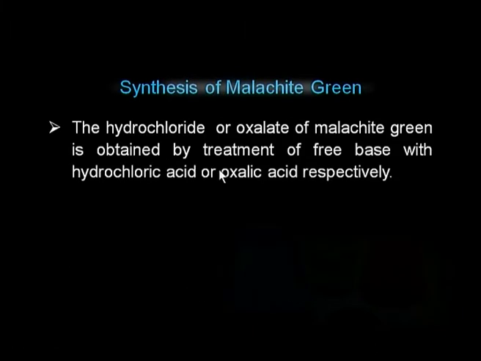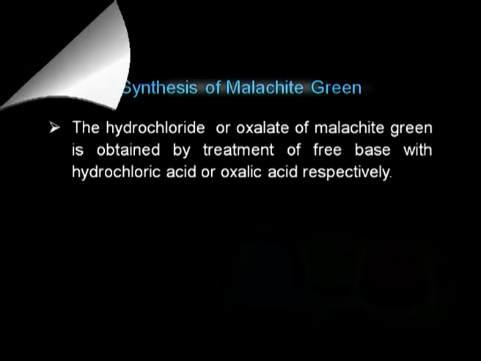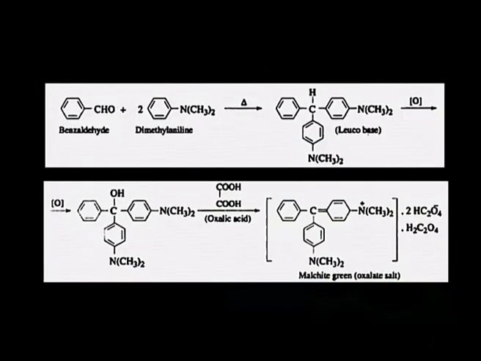The hydrochloride or oxalate of malachite green is obtained by the treatment of the free base with hydrochloric acid or oxalic acid respectively. Now, here we will discuss the steps we have already mentioned, that is benzaldehyde reacting with dimethyl aniline.